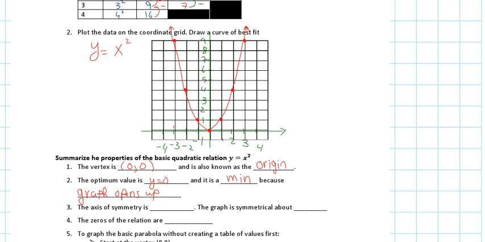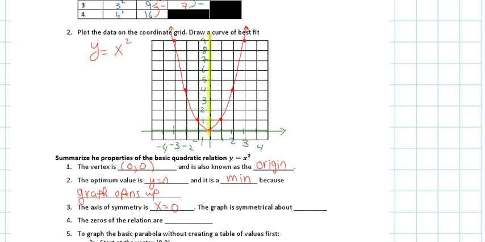Where's your axis of symmetry? x equals 0. So the axis of symmetry is x equals 0. The graph is symmetrical about, okay, I want your eyes on me for a second. So what do we call this axis? The y-axis, right? And in this case, it happened that the y-axis is my axis of symmetry, okay? So the graph is symmetrical about the y-axis in this case.